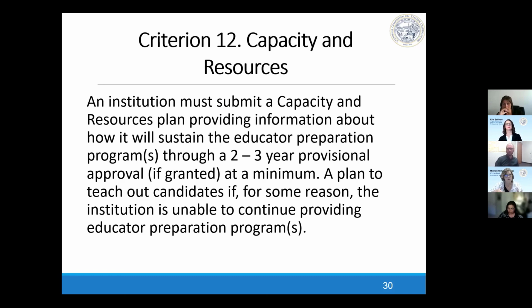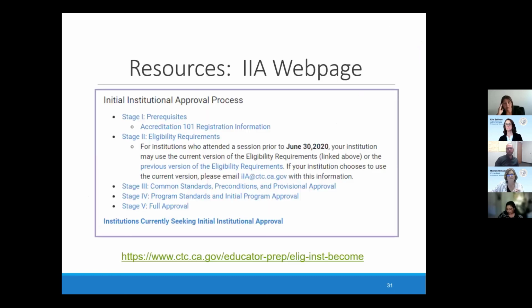Okay. And again, we know and hope that this won't happen, but it does need to be something that a plan is created for. Again, institutions from outside California need to provide some additional information, which is identified on the ER documents. Questions on capacity and resources?